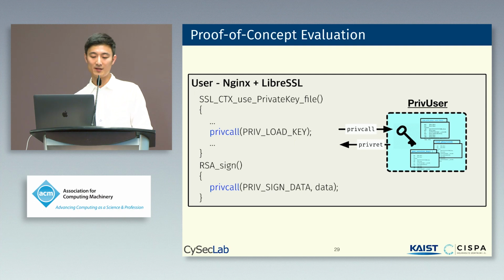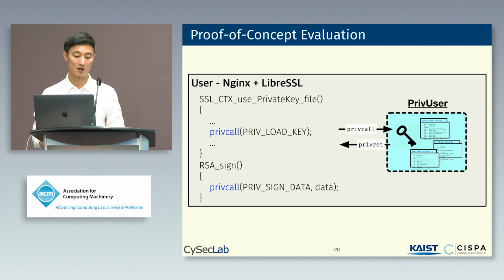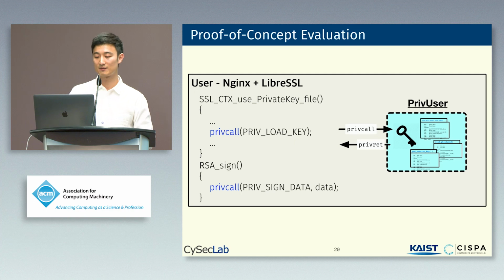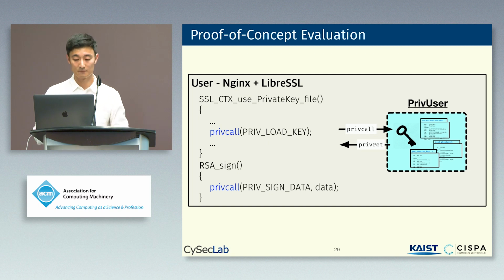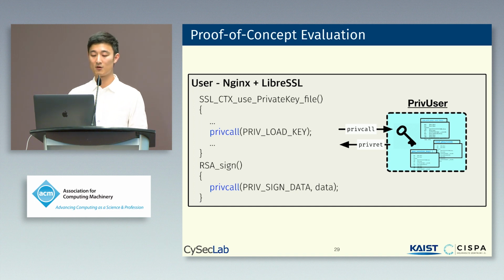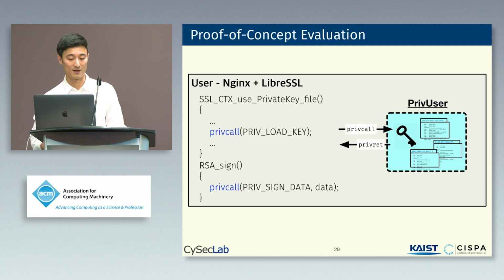And to evaluate the feasibility of our approach on real applications, we modified the Nginx plus LibreSSL combo to isolate the server private key as well as the functions that access the private key at a high level. So we implemented two Privcalls. The first Privcall loads the private key from a file and processes the key into a usable RSA data structure form. Also, another Privcall signs the data given as argument with the private key.